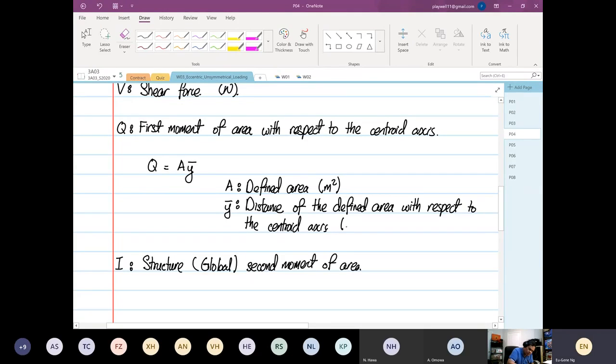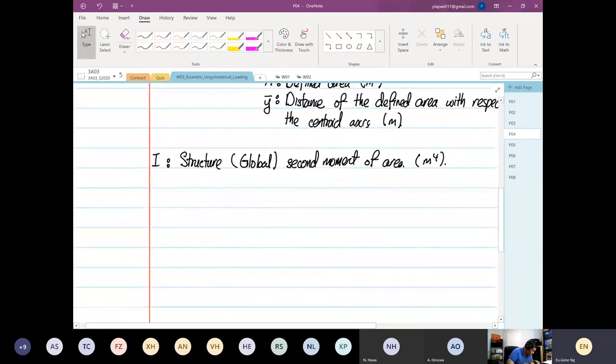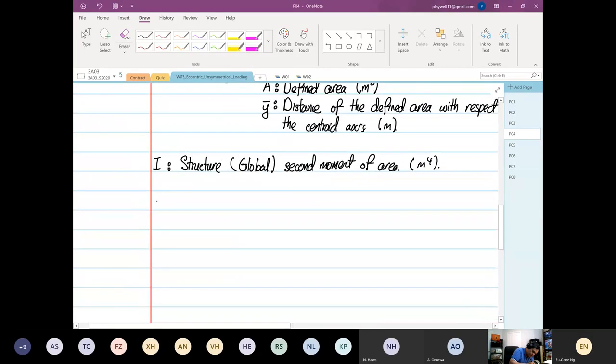So this is in meters, and that's the case. Q is in meter cubed, and I is in meter to the power 4, right? And then this is the shear flow. And then the shear stress, over here, will be equal to shear xy is equal to shear yx, and this will be equal to VQ over It. Same thing like the shear flow, only difference is now you have the T. So that is the equation of the shear stress.